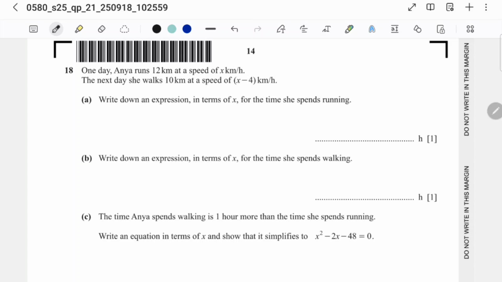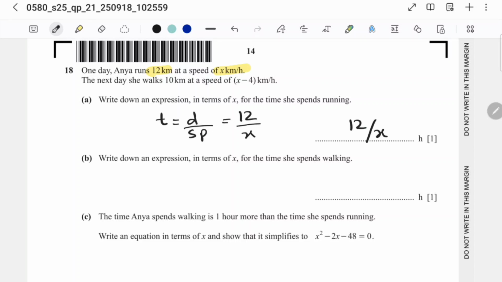Next question 18. One day Anya runs 12 kilometers at the speed of x kilometers per hour. The next day she walks 10 kilometers at the speed of x minus 4 kilometers per hour. Write an expression in terms of x for the time she spends running. For running it is 12 kilometers and the speed is x, so the time is equal to distance upon speed, which is 12 upon x.